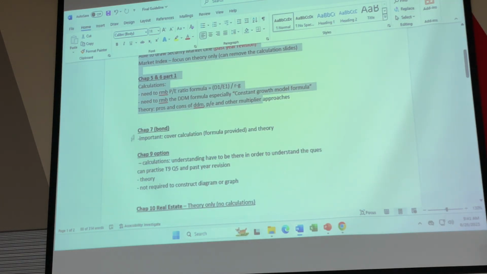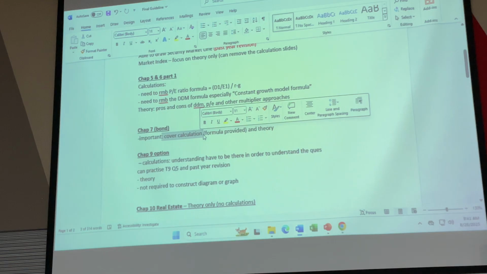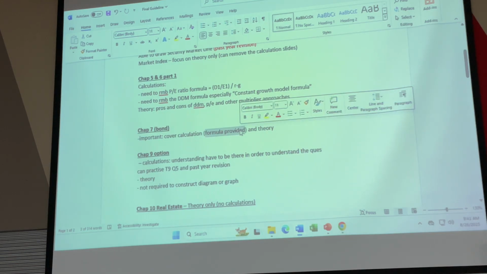So for chapters 7 and 9, I won't be so specific. Chapter 7 you all have to go through, especially the Macaulay duration. Okay, we'll cover calculation, but the good news is the formula is provided. And the theory is also important.